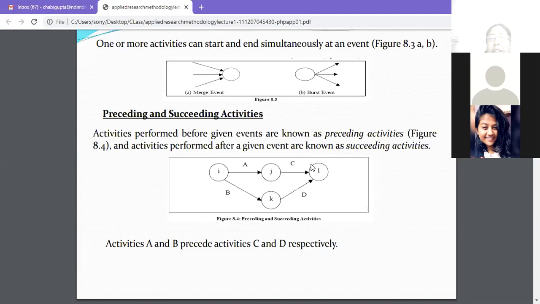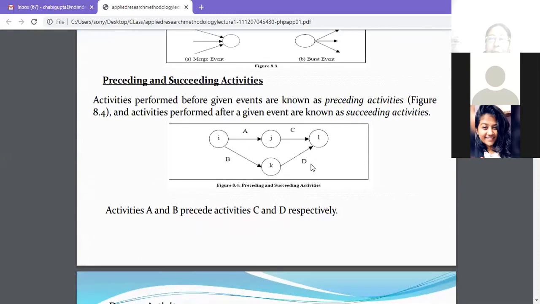Preceding and succeeding activities. For example, when you're coming to college, you take a bus or an auto. Before that, you get dressed. So these are preceding activities. Whatever activities come before an activity are called preceding activities, and whatever activities come after it are called succeeding activities. Whatever you have done before coming to college is a preceding activity, and what you do after, when you are in college, is a succeeding activity. Clear?